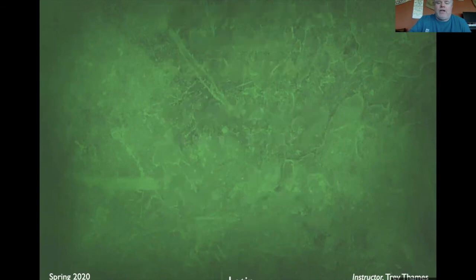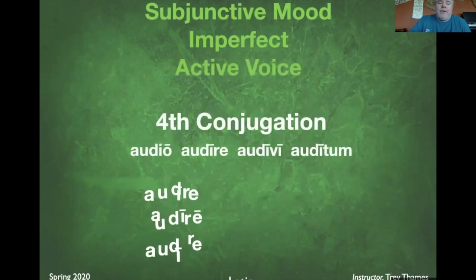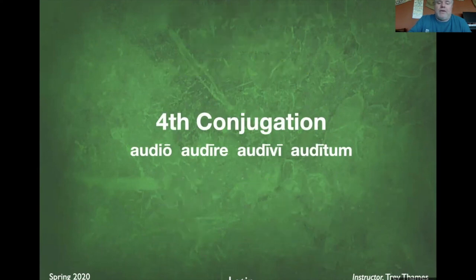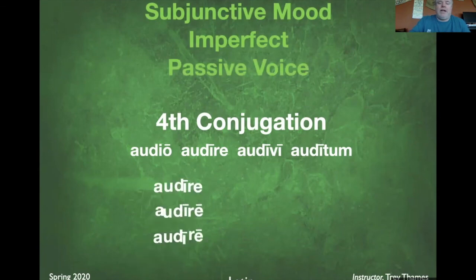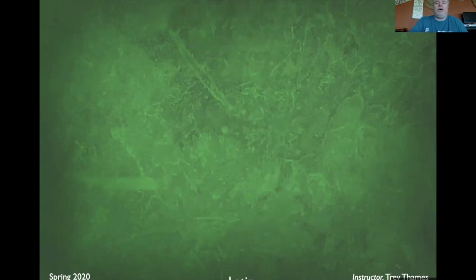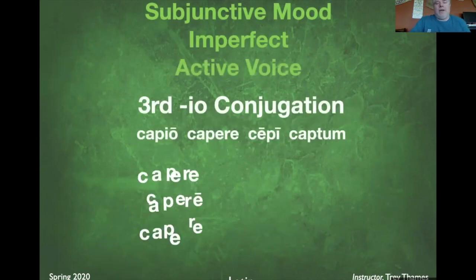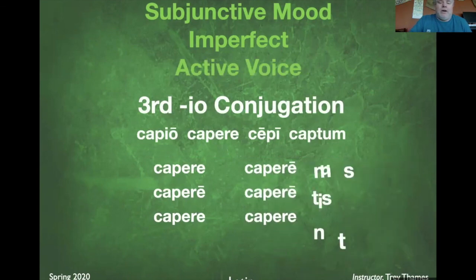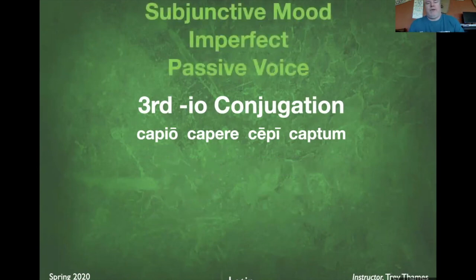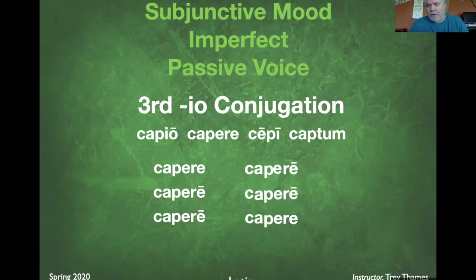For the fourth conjugation and third -io, you have your audire, and for the active you add -rem, -res, -ret, -remus, -retis, -rent. For the passive, you add -rer, -reris, -retur, -remur, -remini, -rentur to the audire, the second principal part, the infinitive. It's pretty simple. And then, of course, your third conjugation paradigm verb, capere. You've got your capere plus your -rem, -res, -ret in the active voice. And for the passive, to your capere, you add your -rer, -reris, -retur, -remur, -remini, -rentur.